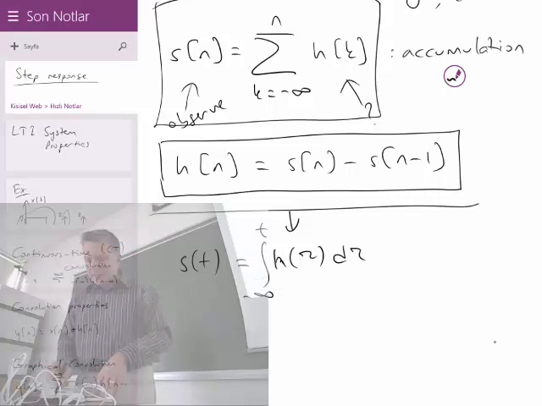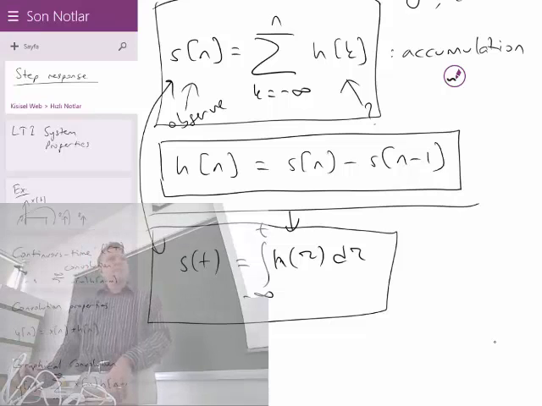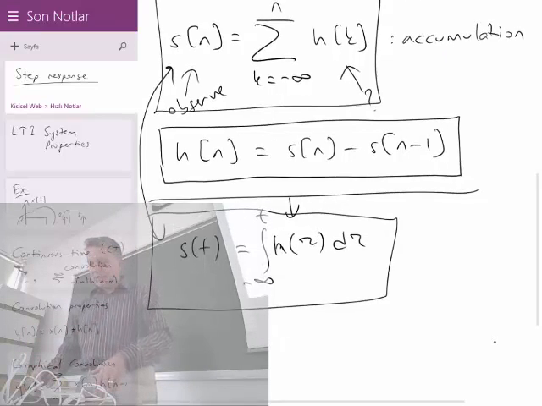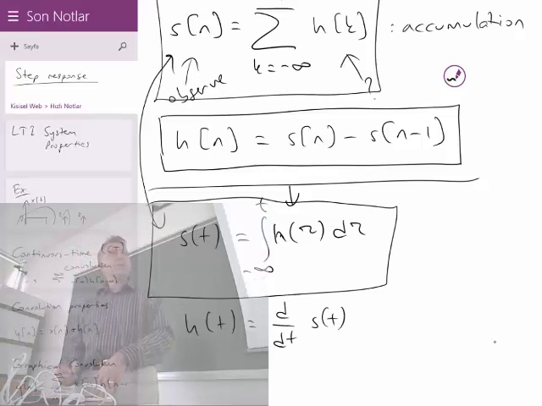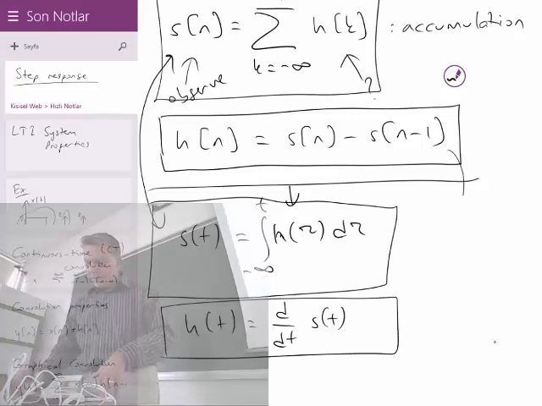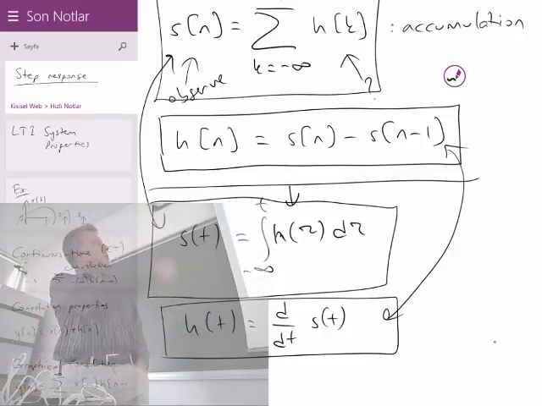It's like the first equation here. This is analogous to this one. So from here, the inverse of the integral is the derivative, as we all know. H of t is therefore d by dt s of t. Simple. You take the time derivative, and these two are analogous to each other. I mean, they correspond to discrete time and continuous time counterparts.